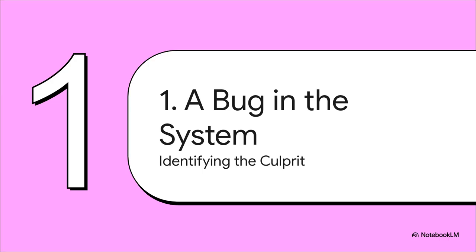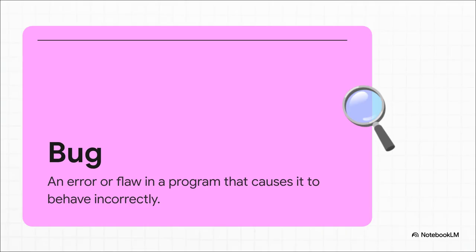So, to solve this mystery, we first have to identify the culprit, right? So in our first section, let's ask, what exactly is a bug? At its core, a bug is really just any unexpected behavior. It could be something super small, like a button showing the wrong color, or it could be absolutely catastrophic, like a security flaw that leaks private data for millions of users. So the scale can be wildly different, but the root problem? It's always the same. The code just isn't doing what it's supposed to do.